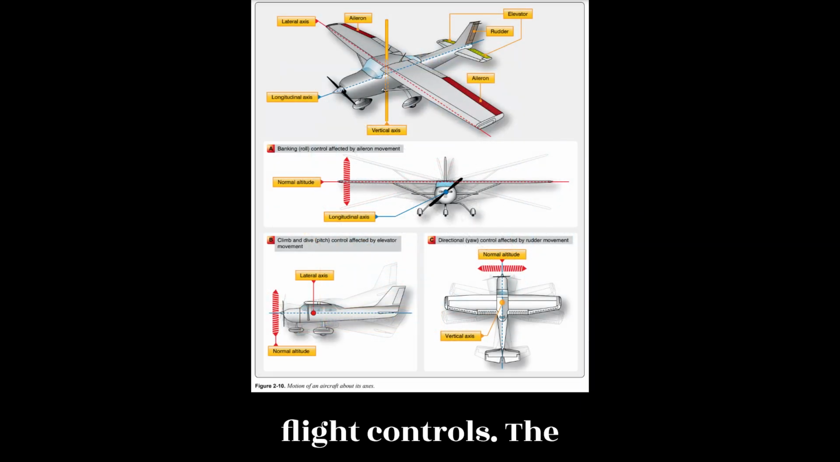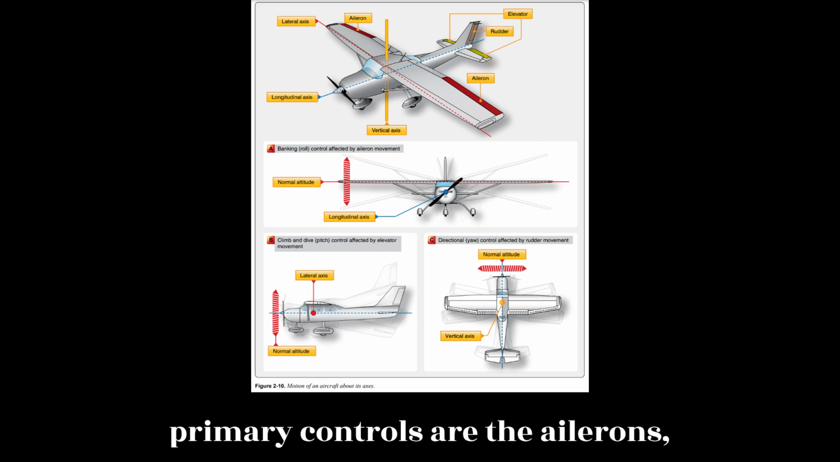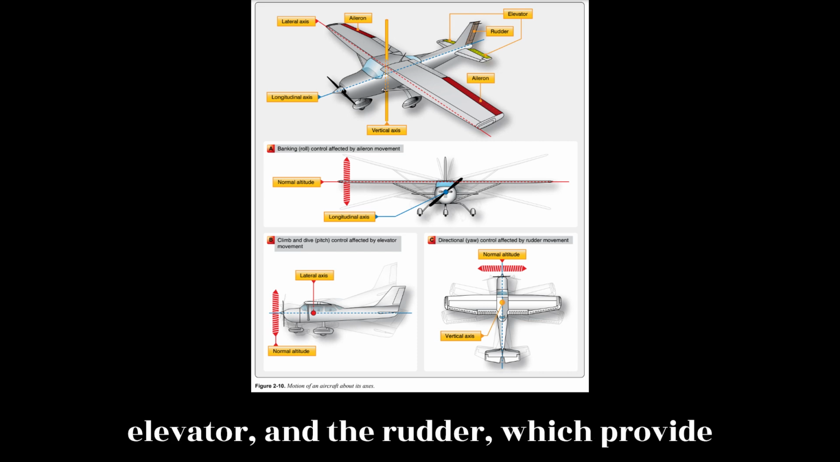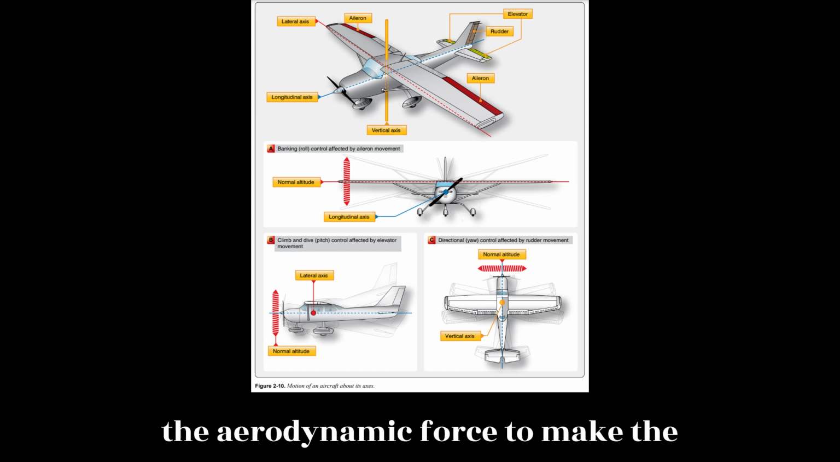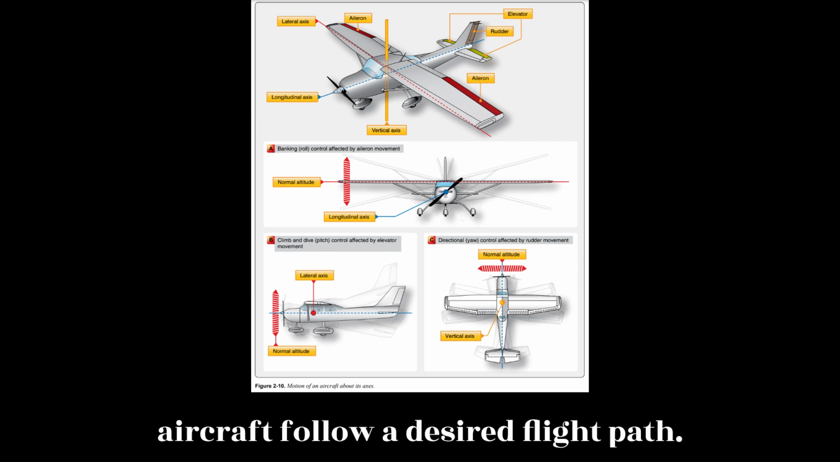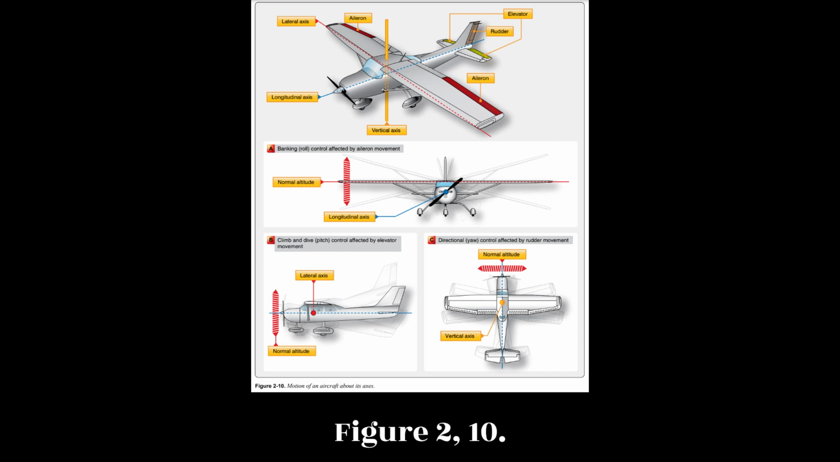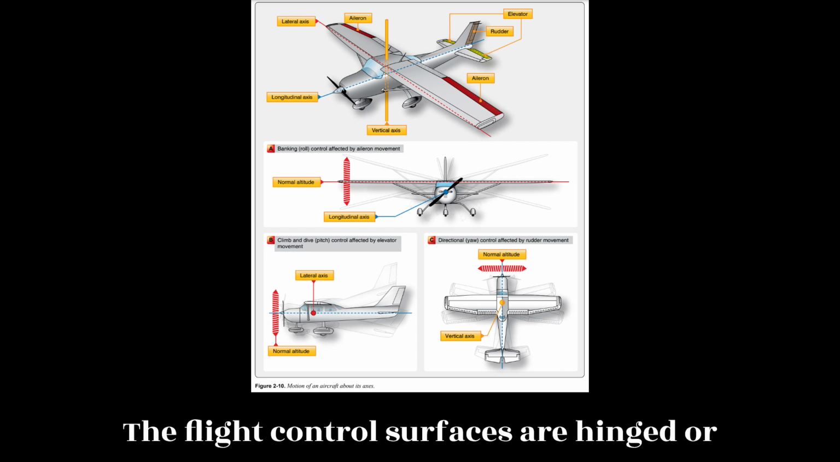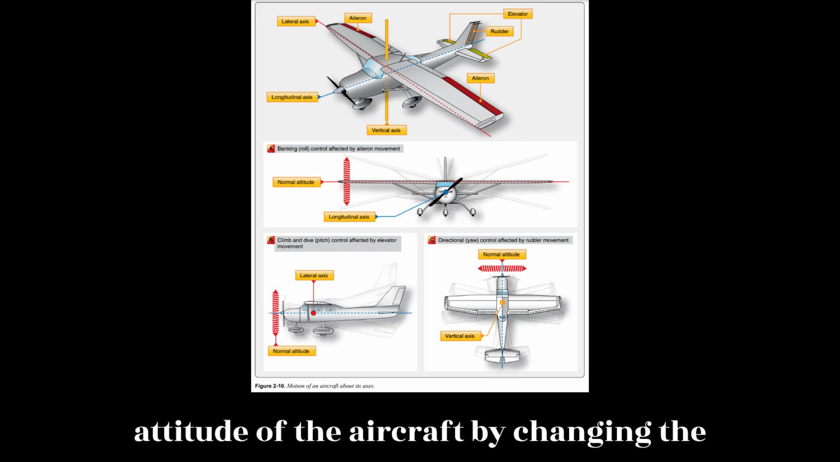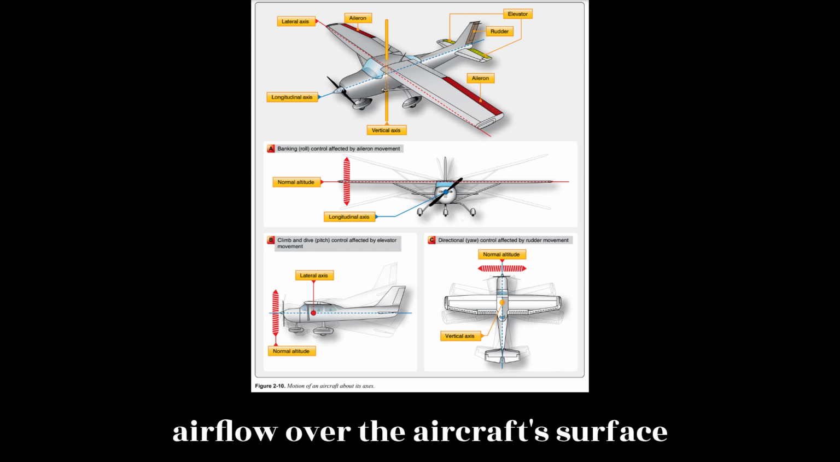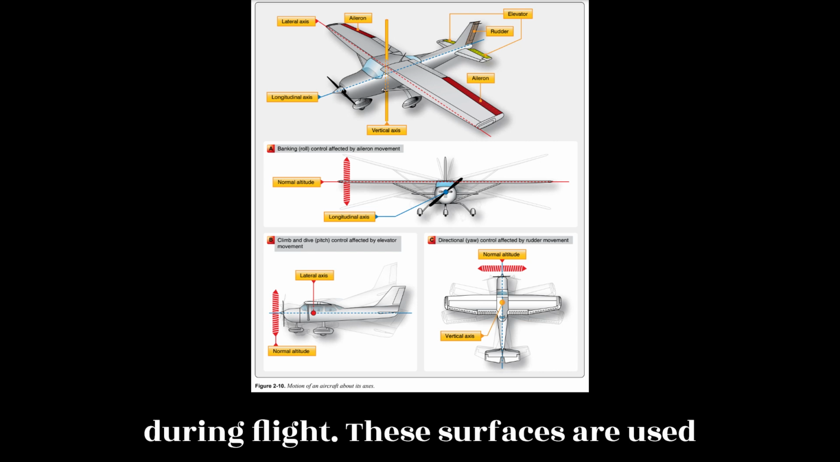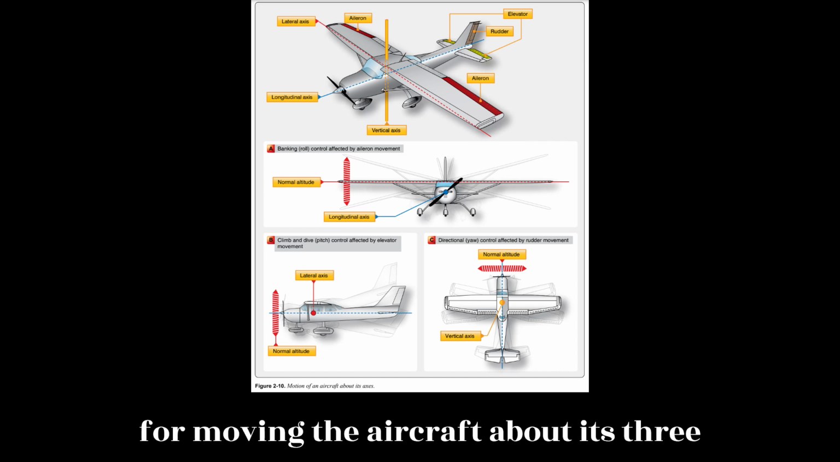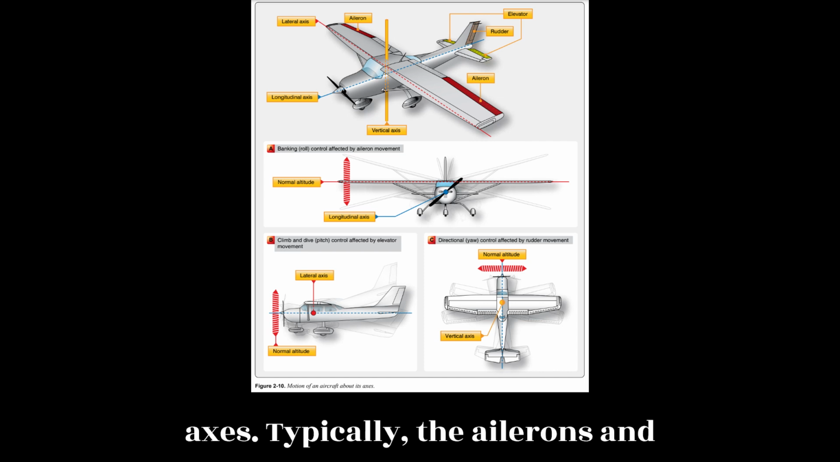Primary flight controls. The primary controls are the ailerons, elevator, and the rudder, which provide the aerodynamic force to make the aircraft follow a desired flight path. Figure 2.10. The flight control surfaces are hinged or movable airfoils designed to change the attitude of the aircraft by changing the airflow over the aircraft's surface during flight. These surfaces are used for moving the aircraft about its three axes.